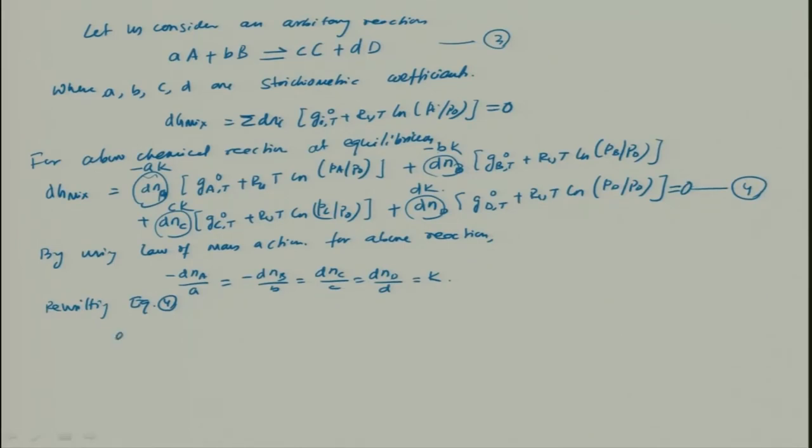I will write g_C^0(T) times c plus d times g_D^0(T) minus a times g_A^0(T) minus b times g_B^0(T). I am doing the same thing; the minus sign is coming. And this is nothing but delta G T naught, the change in Gibbs free energy of the mixture. I had made a mistake here: that is A, and this will be B. Yes or no?